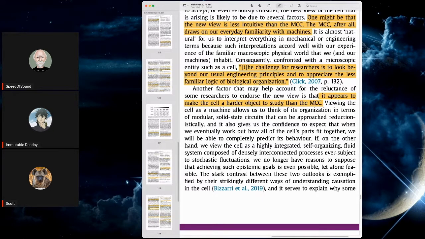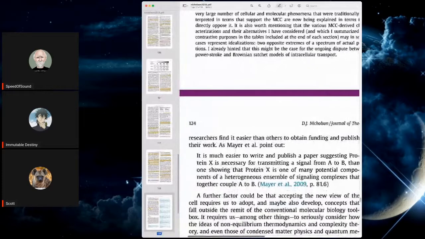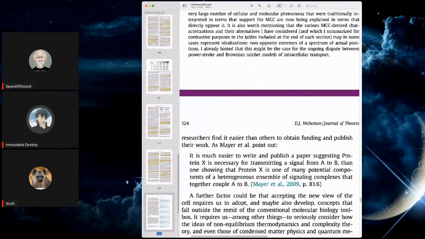If, on the other hand, we view the cell as a highly integrated, self-organizing fluid system comprised of densely interconnected processes, ever subject to stochastic fluctuations, we no longer have reasons to suppose that achieving such epistemic goals is even possible, let alone feasible. The stark contrast between these two outlooks is exemplified by their strikingly different ways of understanding causation in the cell. And it serves to explain why some researchers find it easier than others to obtain funding and publish their work, as Mayer et al.